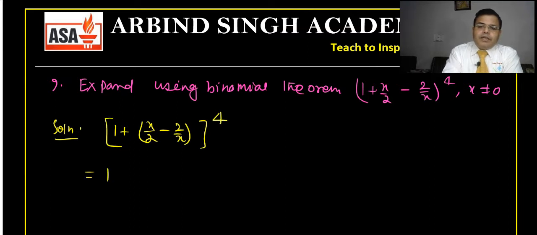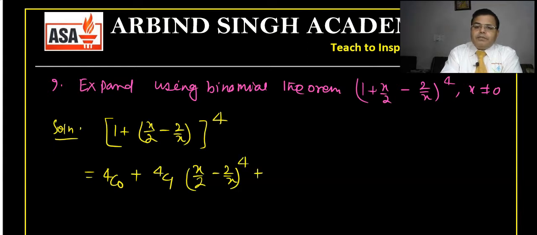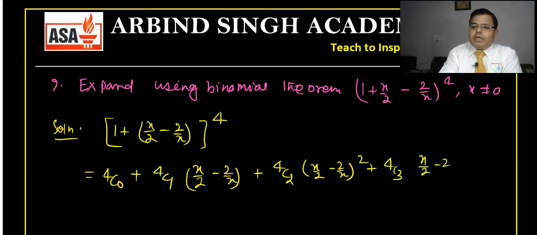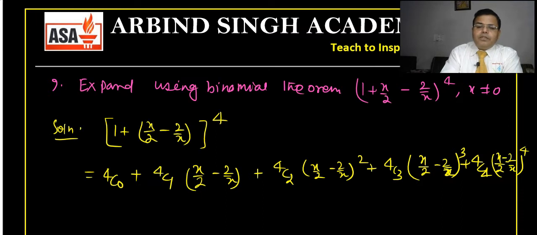So that will be further 4c0 plus 4c1 x by 2 minus 2 by x to the power 1, and then 4c2, that is 6, x by 2 minus 2 by x whole square, plus 4c3, x by 2 minus 2 by x whole to the power 3, plus 4c4, x by 2 minus 2 by x whole to the power 4, right? So we can do that.